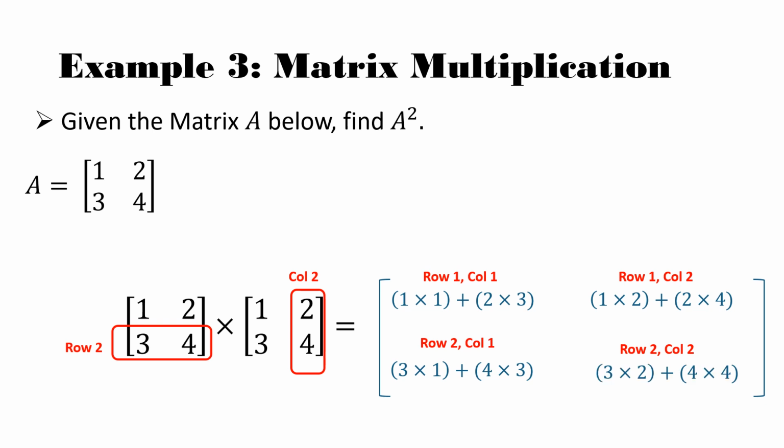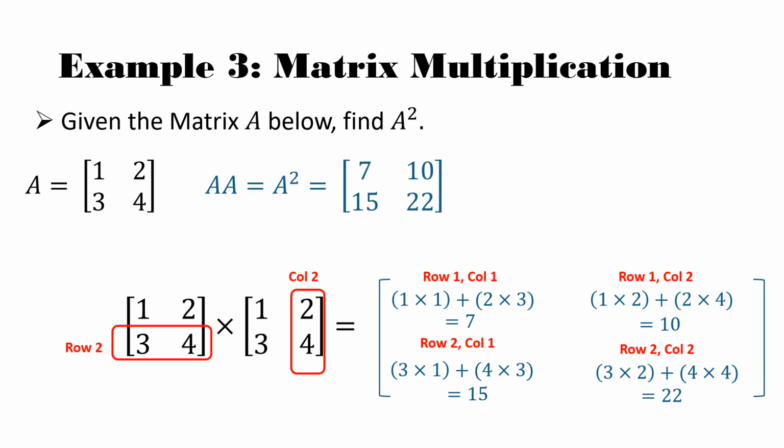Working each of those out, 1 by 1 is 1 plus 2 by 3 is 6. That gives the final answer of 7. 1 by 2 is 2 plus 2 by 4 is 8. That gives us an answer of 10. 3 by 1 is 3 plus 4 by 3 is 12. That gives us an answer of 15. And 3 by 2 is 6 plus 4 by 4 is 16. That gives us our answer of 22.